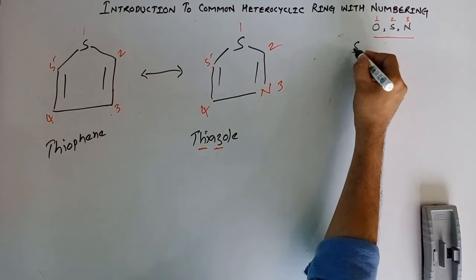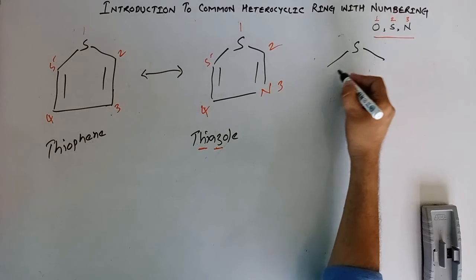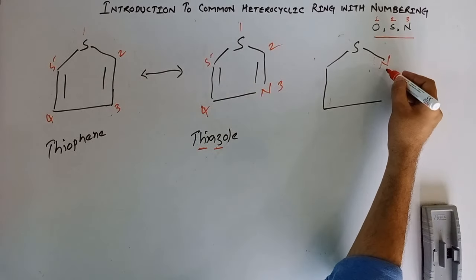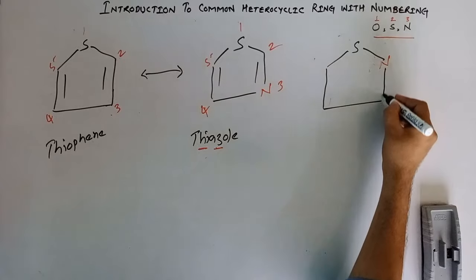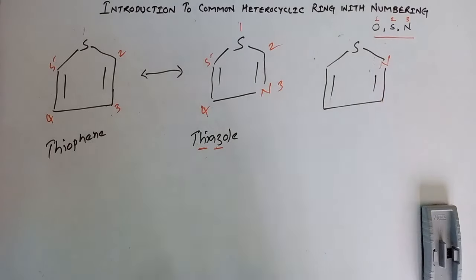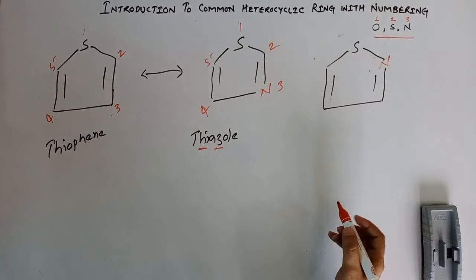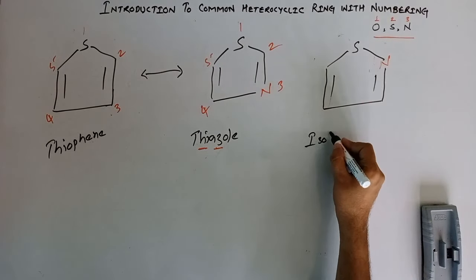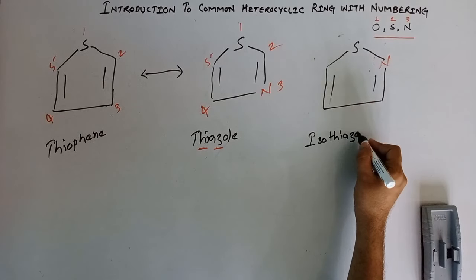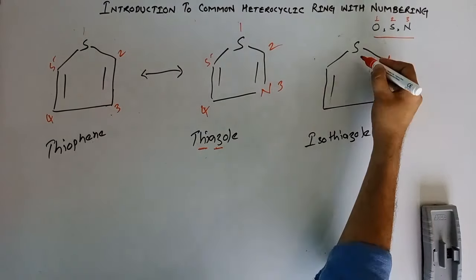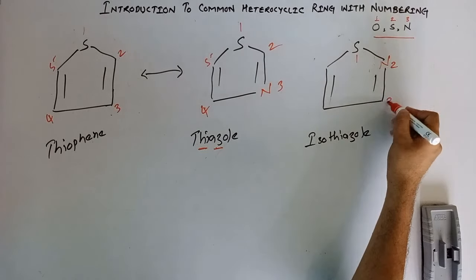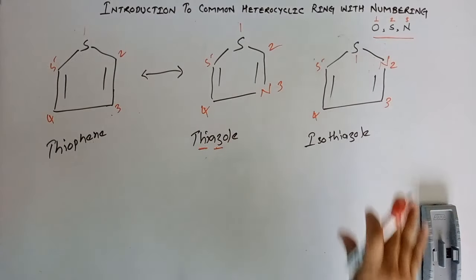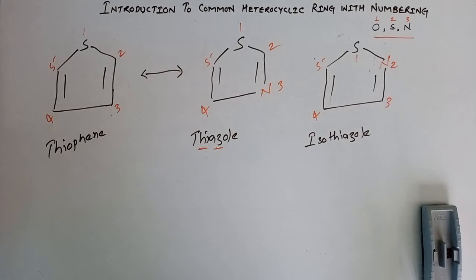Now, if this thiophene has nitrogen at its second position, then the structure so obtained is like this. This structure is an isomer of thiazole, so it is known by the name isothiazole, and numbering begins with sulfur: 1, 2, 3, 4 and 5. These are all unsaturated five-membered rings.